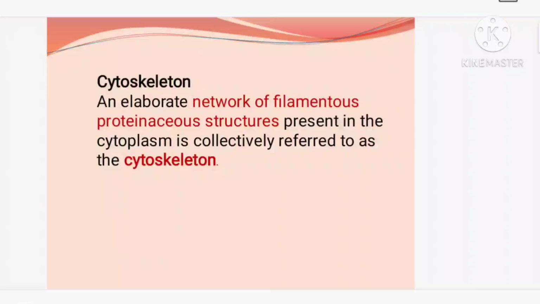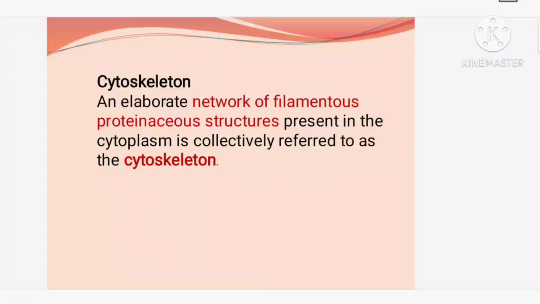The next thing we are going to discuss is the cytoskeleton, which are tube-like structures present in the eukaryotic cell. The cytoskeleton can be present in prokaryotes as well. This cytoskeleton is an elaborate network of filamentous proteinaceous structures present in the cytoplasm. So it's a filamentous structure made up mainly of protein in the cytoplasm, highly distributed. We call them the cytoskeleton.